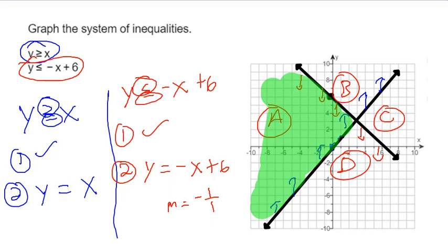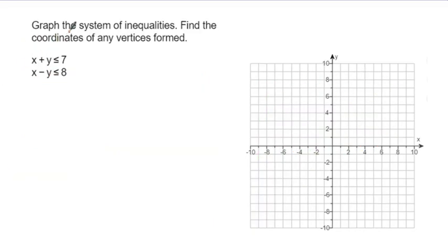All right, let's take a look at another example. Graph the system of inequalities. Find the coordinates of any vertices formed. Vertices are where the lines are crossing each other. So we'll talk about how to do that after we get the solution set up. We'll talk about how to find the vertex or where they cross one another. So we'll do this the same way we did the last problem. We have x plus y is less than or equal to 7. That's our first inequality. Our second inequality, we have x minus y.